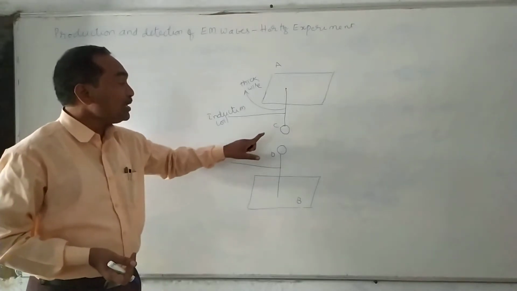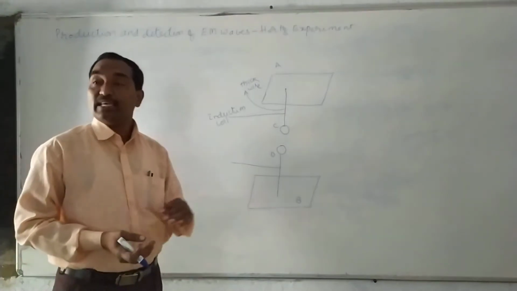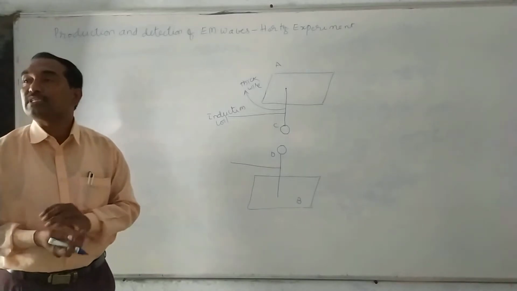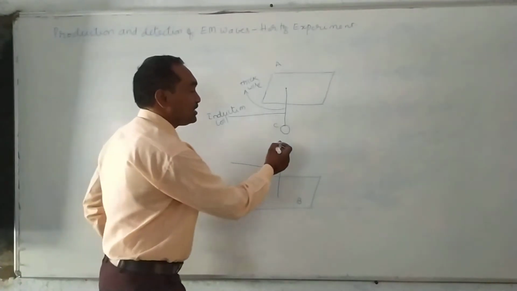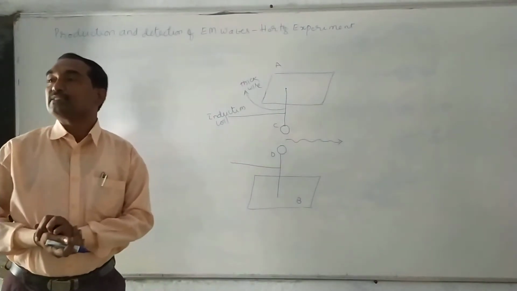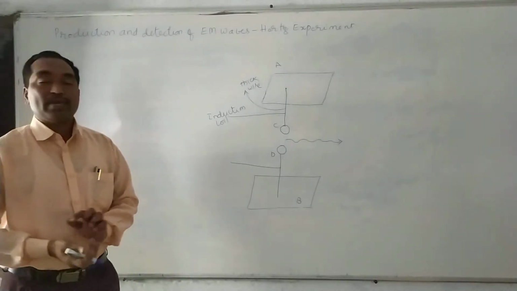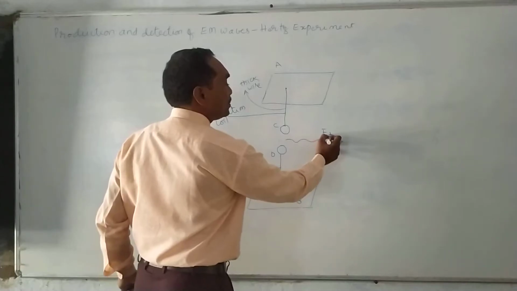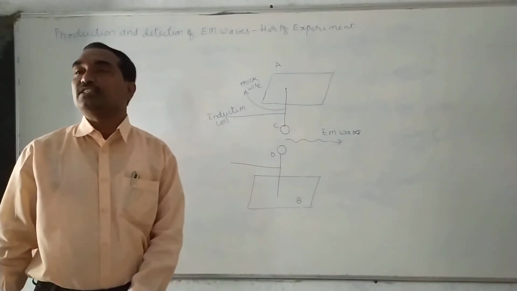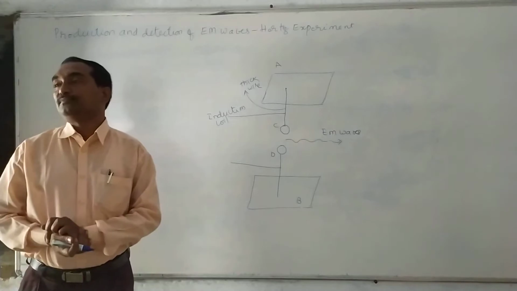But what is happening here? Due to the heavy charge on C and D, the air between C and D gets ionized. Due to this ionization of the air, a spark exists between the brass spheres C and D, and electromagnetic waves are produced. When once electromagnetic waves are produced, the charge on A and B is discharged.